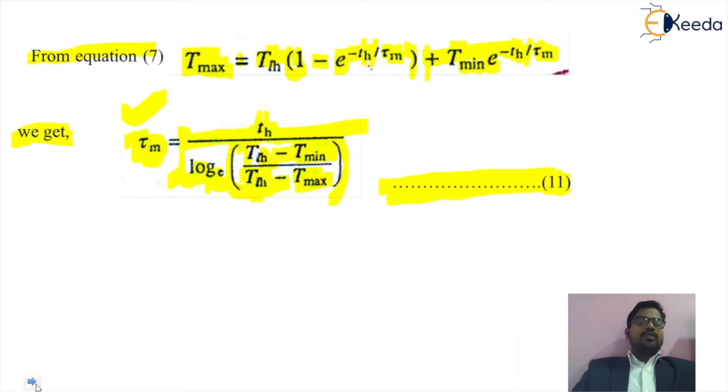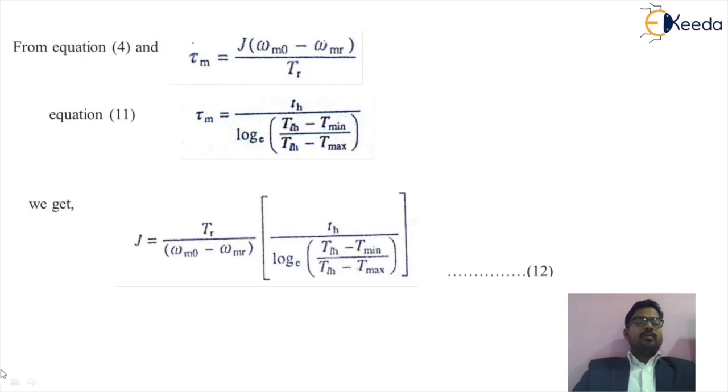Okay, so for the next step, from equation number 4, what is equation number 4? It is tau is equal to J into omega m0, that is the no load speed, minus omega mr, that is the rated speed, divided by the rated torque, called TR. And equation number 11 is tau equal to TH divided by log to the base e in bracket TLH minus T minimum divided by TLH minus T max, bracket complete.